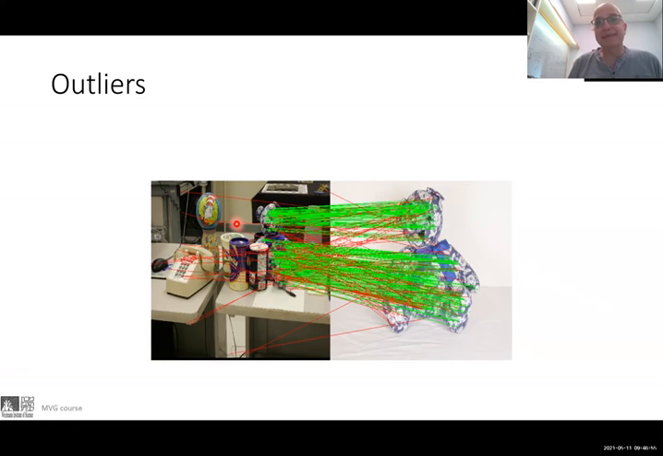In reality, it could be even that only 10% or fewer of the matches are true. So it depends on the scene, how complicated it is, and how much clutter there is in the image.